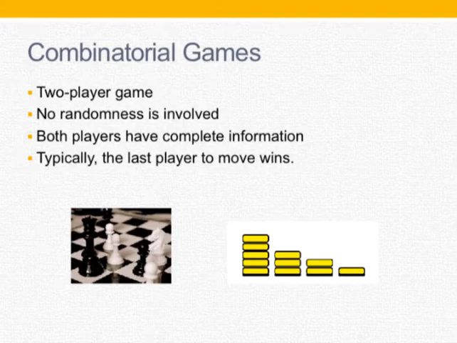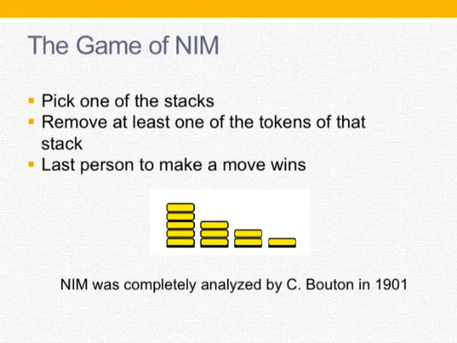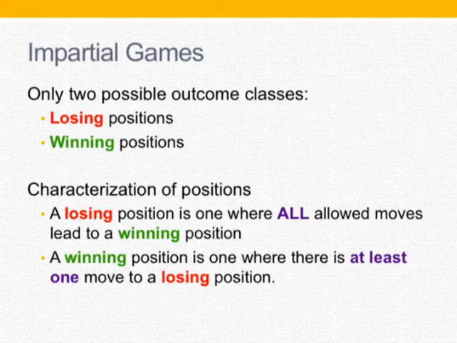So combinatorial game theory tries to answer the question, in a two-player game, who will win, assuming that the players play optimally? Combinatorial games are special in that there is no randomness involved. There are no dice, no hidden cards, everything is out in the open. And typically the last player to move wins. An example is the combinatorial game of NIM, which is played on stacks of tokens.